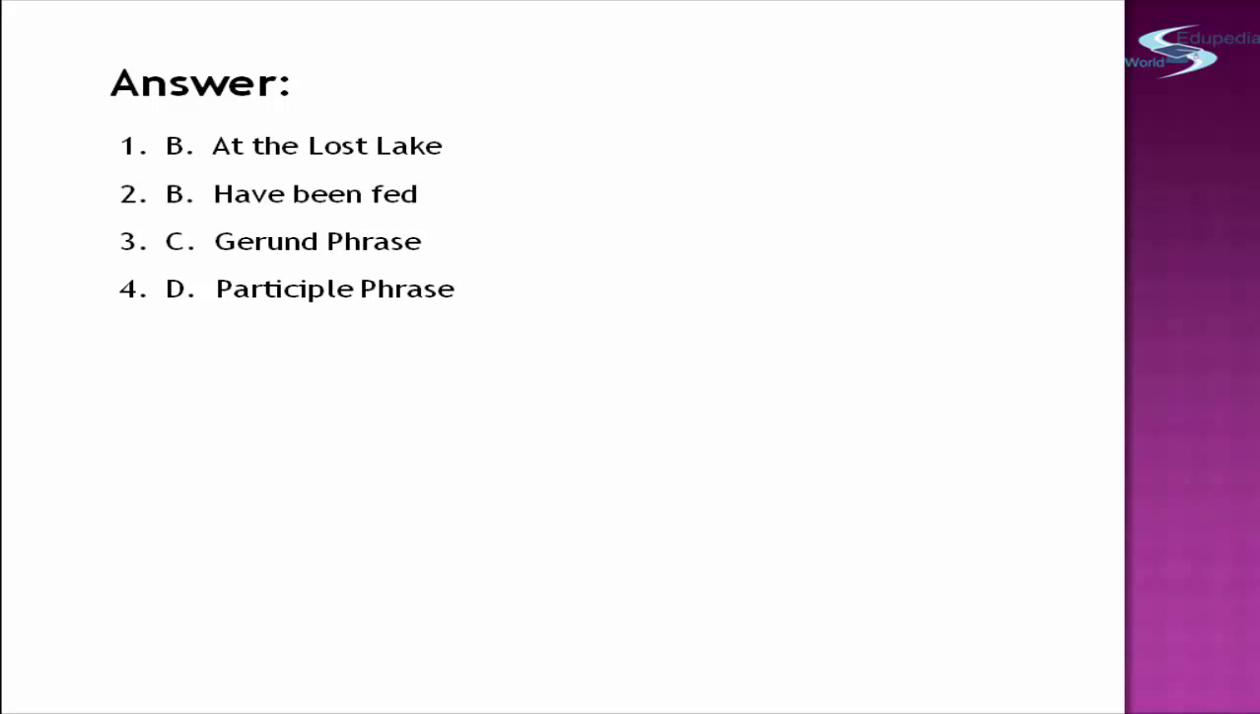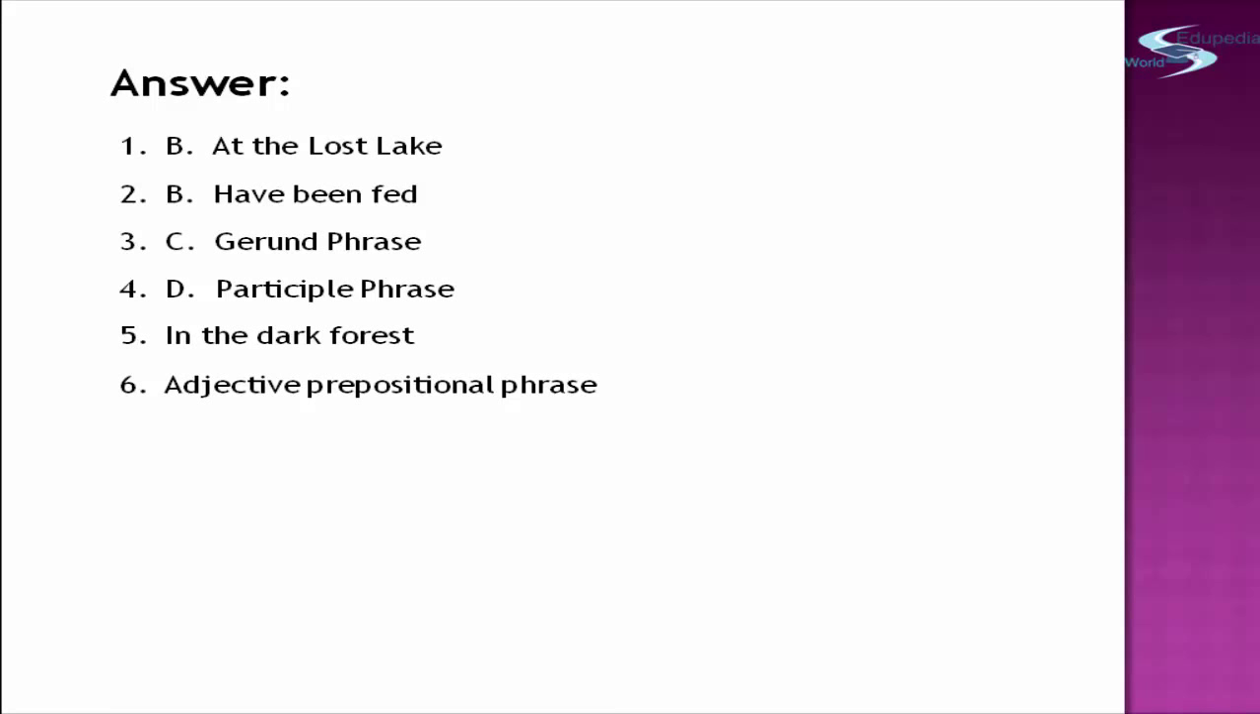Number 4. Standing alone on the back doorstep. What is this kind of phrase? It is a participle phrase because it is separated by a comma. Number 5. What is the prepositional phrase? In the dark forest.